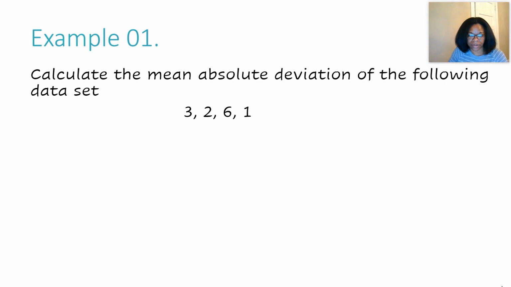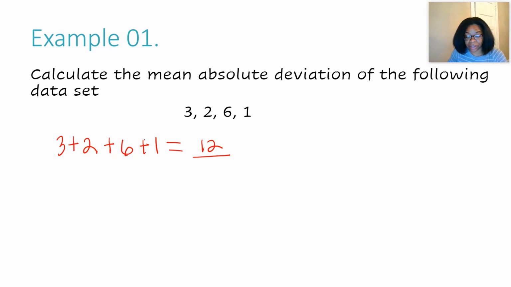Example number 1. Calculate the MAD of the following data set. I have 3, 2, 6, and 1. Well, the first thing I need to do is add my numbers together and calculate a regular average or mean, okay? So that means I'm going to add my 3 plus 2 plus 6 plus 1. Okay? 3 plus 2 plus 6 plus 1 equals 12.